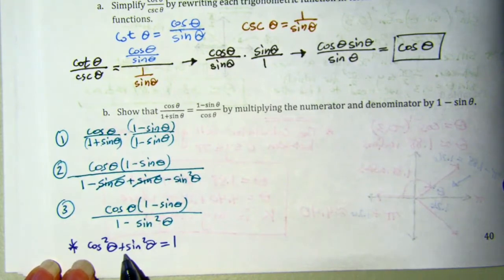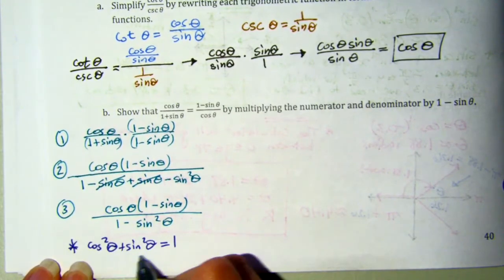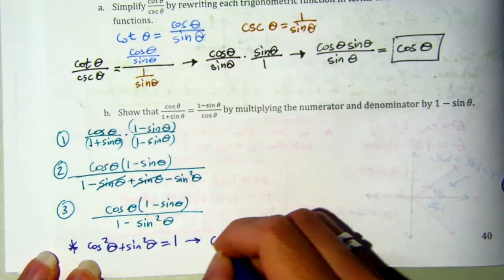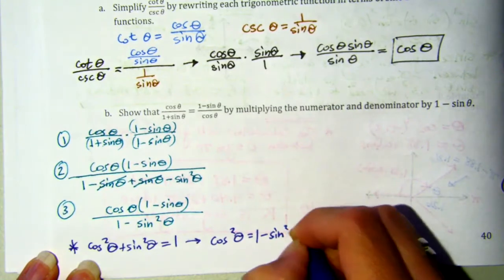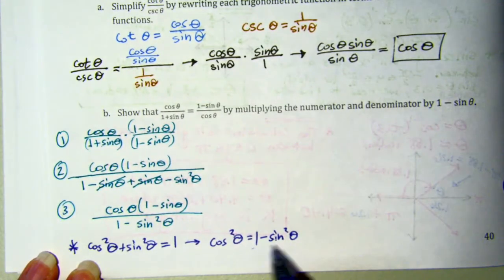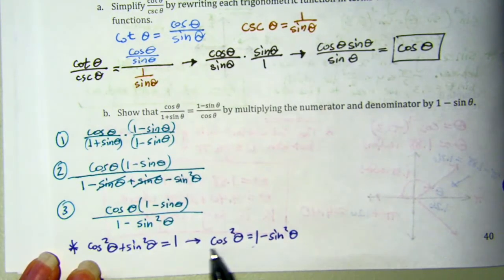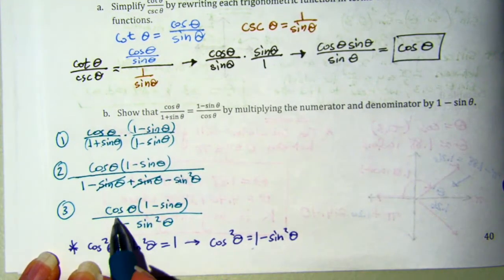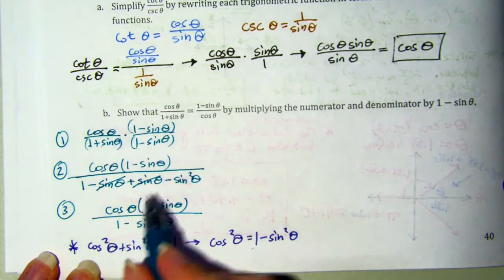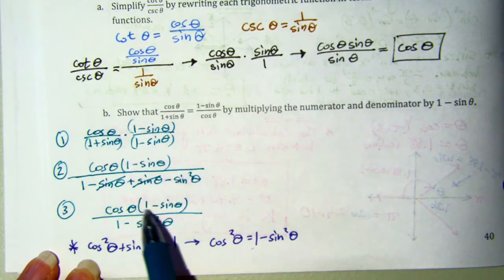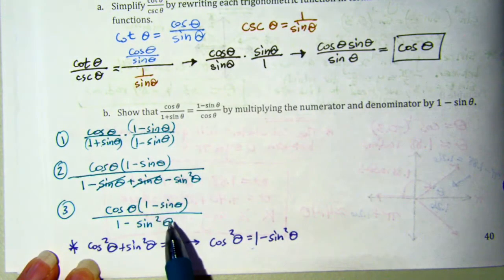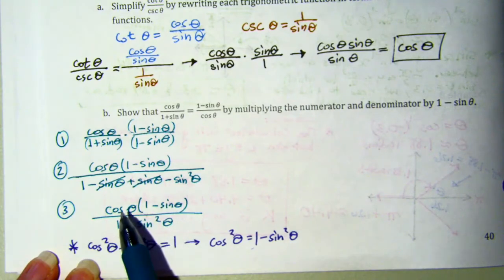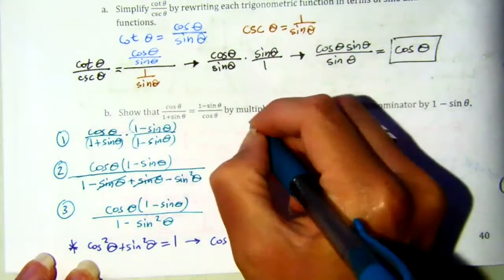And if we were to subtract sine squared of theta from both sides, we would be left with cosine squared theta is equal to 1 minus sine squared theta. We have 1 minus sine squared theta here in the denominator, so let's replace it with cosine squared theta. And the reason we want to do that is because we have a cosine theta up in the top, and we're trying to get this 1 minus sine theta in the numerator by itself up here. So if we can get this denominator to be a cosine, we'll be able to divide away a cosine.